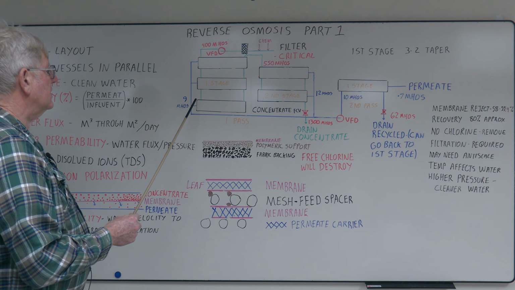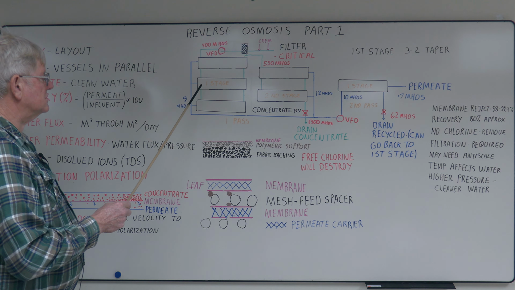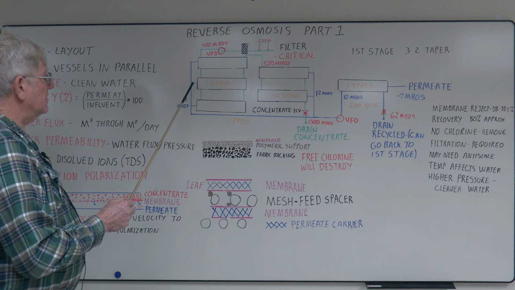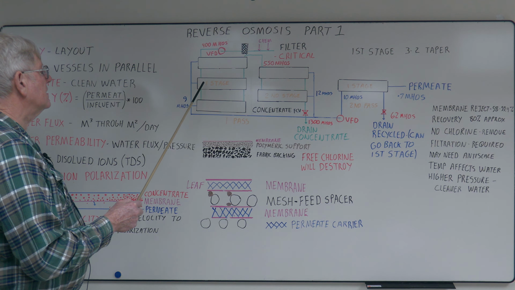You need to control how quick this unit starts with pressure. If you hit this with high pressure quick, you'll damage the elements. It'll telescope the mesh or the filter spacer. It can damage the surface of the membrane.